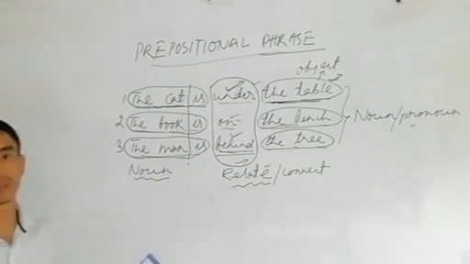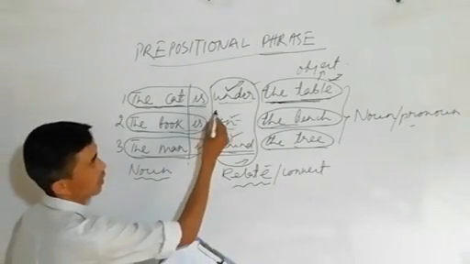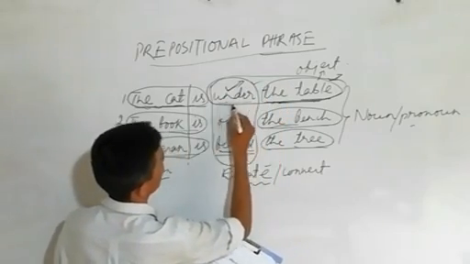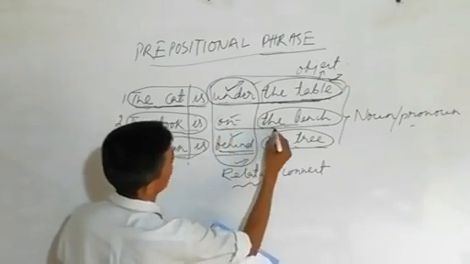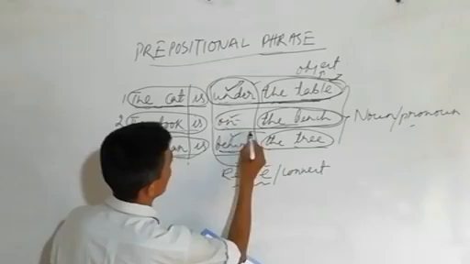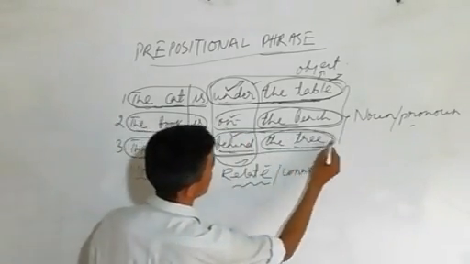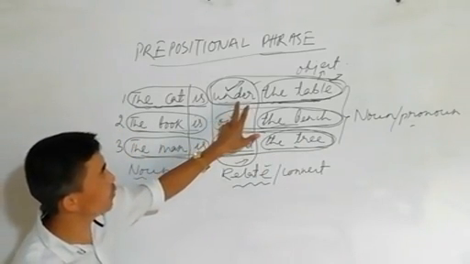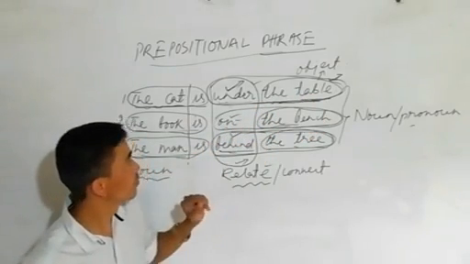That's what we're going to say. What is a prepositional phrase? Let's take the example: under the table, on the bench, behind the tree. Under the table begins with a preposition followed by a noun or sometimes a pronoun.